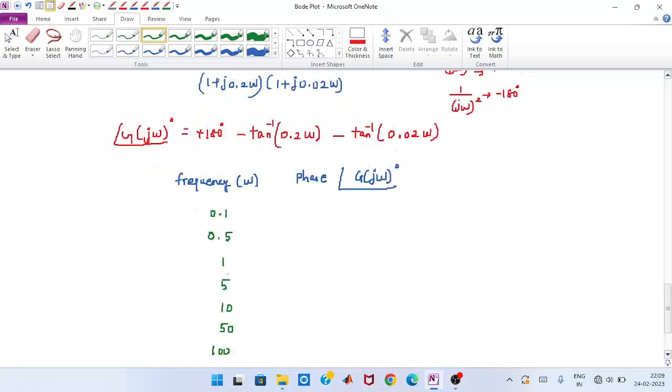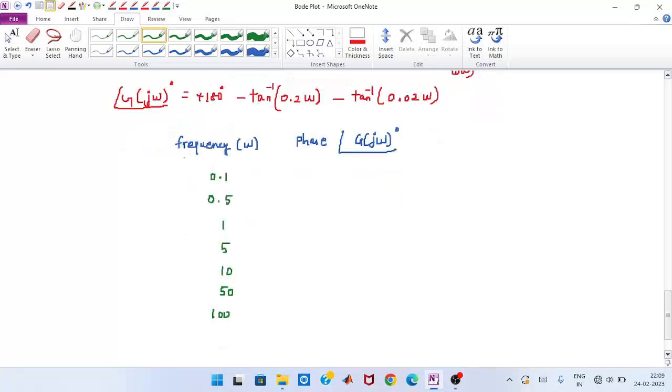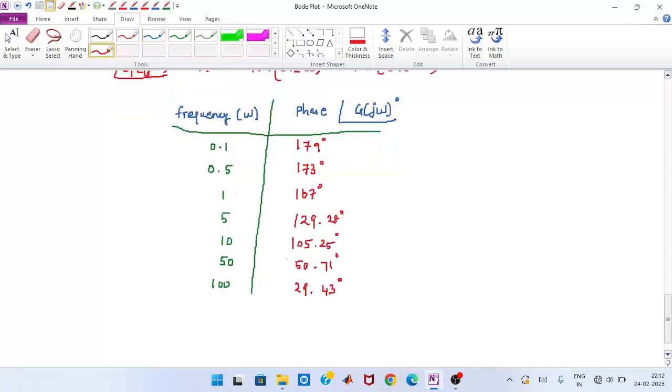And you know how to find this using a calculator. Very simply, I told you, right? Using the alpha method, how to find the values I have told you already. So you can just use the method and find the phase values. After calculating the phase value using the calculator, we obtain this, right?